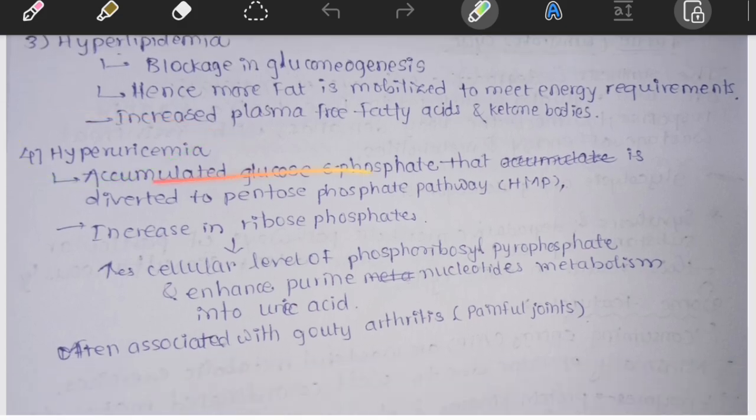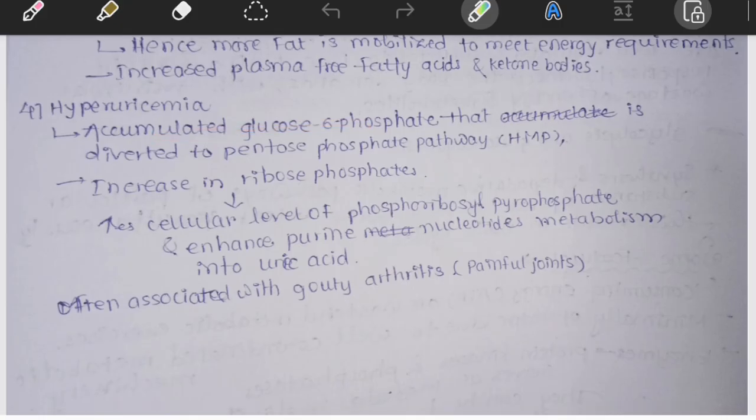Hyperuricemia, fourth one, is one of the most confusing symptoms. Let's simplify it. When glucose 6 phosphate accumulates, some of it enters the HMP shunt and this pathway produces more ribose 5 phosphate. Ribose 5 phosphate increases the production of purine nucleotides, and when excess purines are broken down, they produce uric acid. Therefore, blood uric acid rises and this causes hyperuricemia. And high uric acid may eventually lead to gout, causing painful joints.